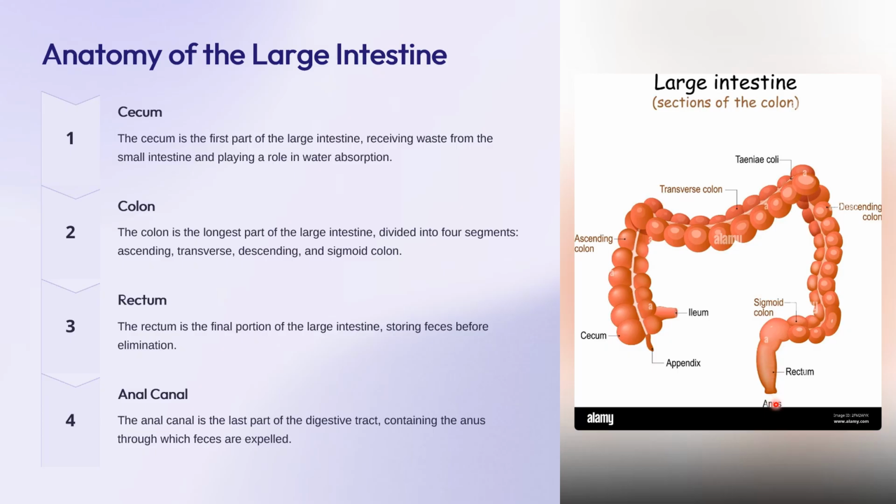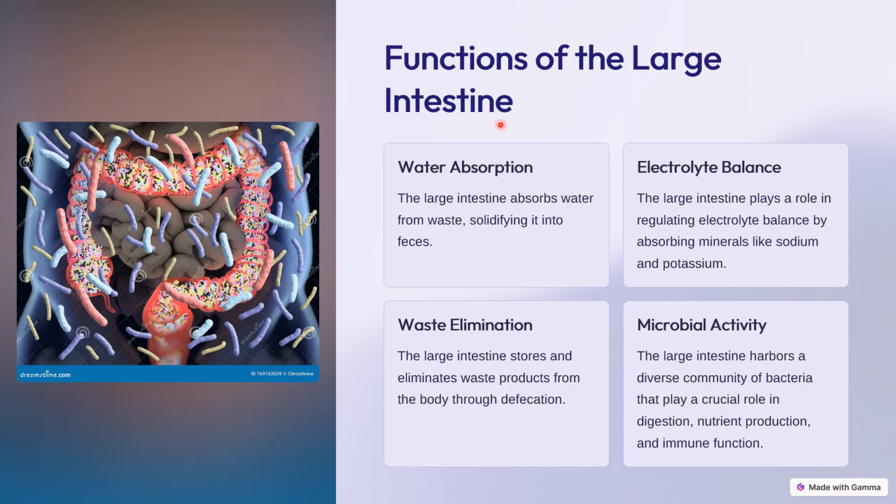Then we have the anal canal over here, which is the last part of the digestive tract, containing the anus through which feces is expelled. So whatever poop we are pooping is expelled from the anus. This is all about the cecum, ascending colon, transverse colon, descending colon, sigmoid, rectum, anus. Then we'll see the function of the large intestine.